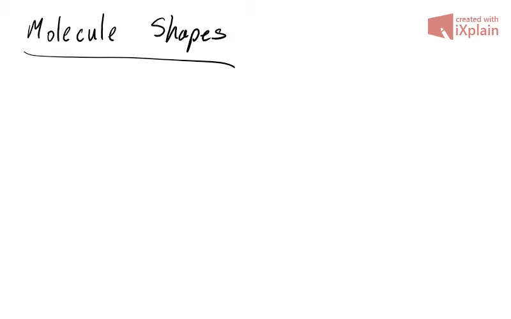Today, we're talking about molecule shapes. Molecule shapes are important to the way that they react, the way they behave, their properties, like their boiling points, all that jazz. Okay? So, molecule shapes are determined by what are called electron groups.